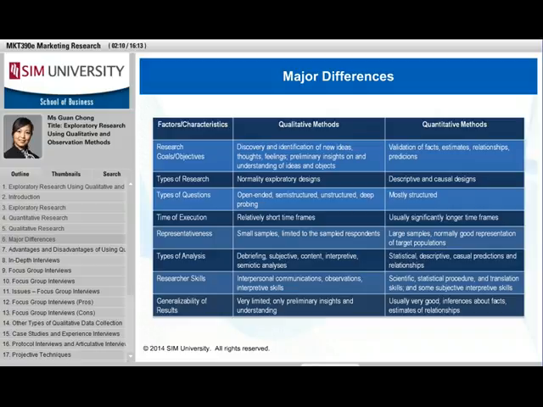There are many differences between these two approaches with respect to their research objectives and goals: type of research, type of questions, time of execution, generalizability to target population, type of analysis, and researcher skill requirements.